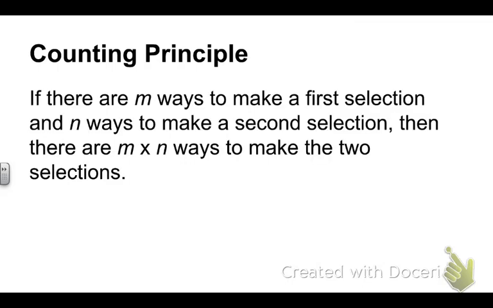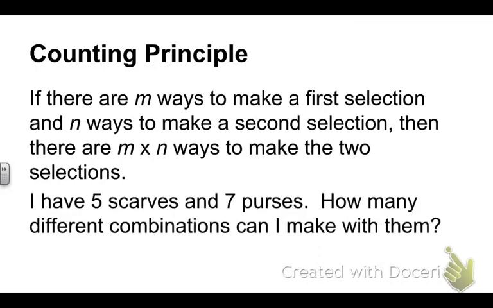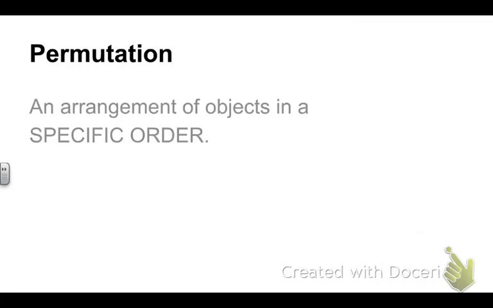What the counting principle says is if there are m ways to make a first selection and n ways to make a second selection, then there are m times n ways to make the two selections. Now, in language that you can probably understand, because I know that's a lot, basically that's saying if I have 5 scarves and 7 purses, how many different combinations can I make with them? Some of you guys have made lists before, and you found, well, hey, I only need to multiply those numbers, so guess what? There's 35 different combinations. That's the counting principle.